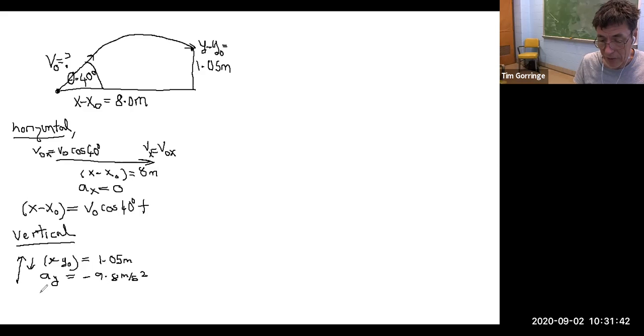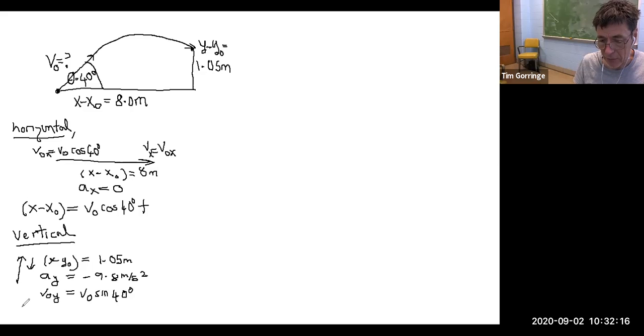And while we don't know the initial vertical velocity, v naught y, we do know its relationship to the initial velocity. It's the initial velocity times the sine of the angle at which the basketball was thrown. So sine of 40 degrees. And so these are the quantities that describe the vertical motion. They're equivalent to the quantities up here that we use to describe the horizontal motion.